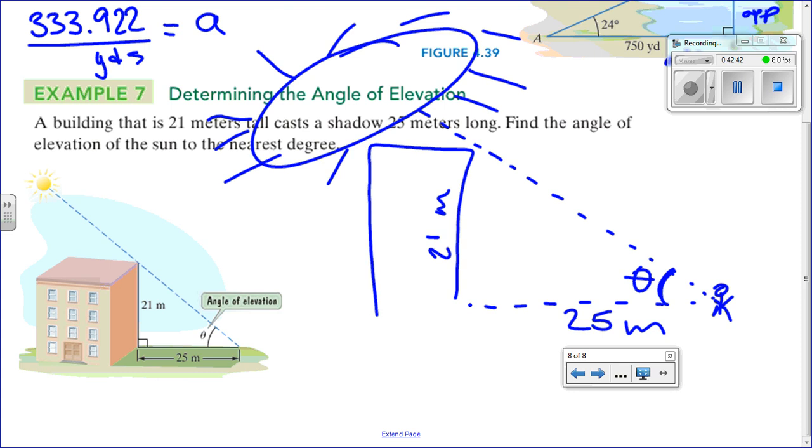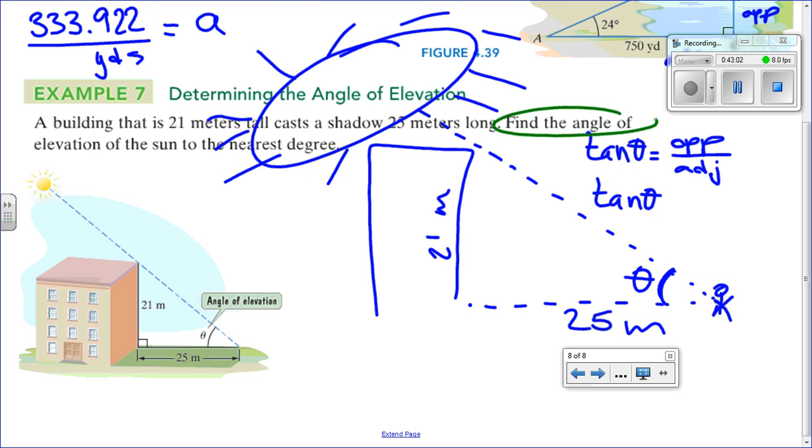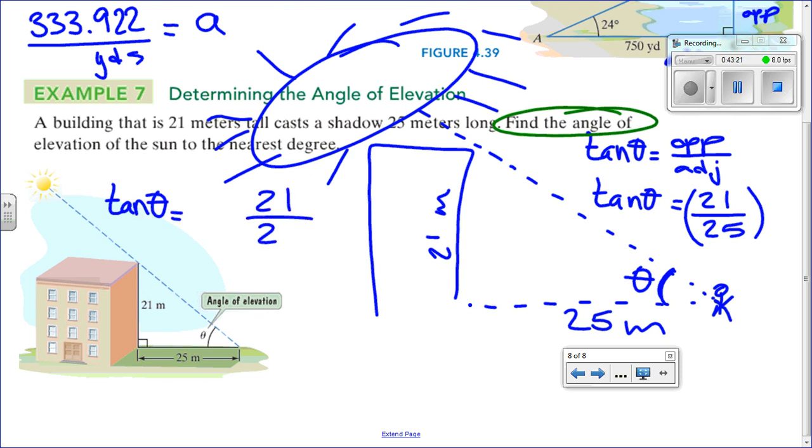We don't know what it is, so I'm going to call it theta. And we have an opposite side, and we have an adjacent side. What is the relationship with opposite and adjacent? Tangent. Oh, sorry, I already wrote the answer. Okay, so now we don't know the angle. In fact, that's the question. Find the angle. So if we get the ratio of the two sides, the opposite is 21, the adjacent is 25. Okay, now we had tangent here, and then here I have 21 over 25.